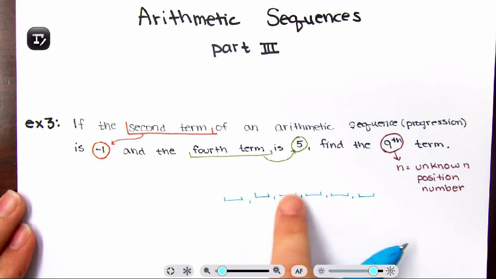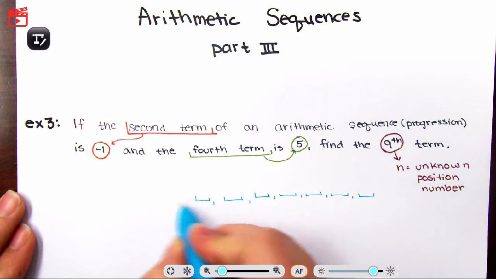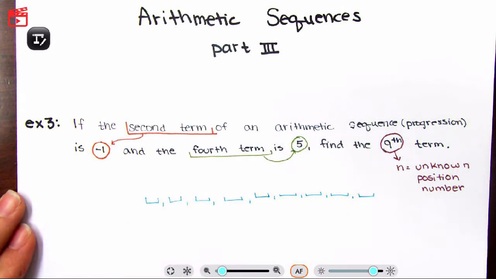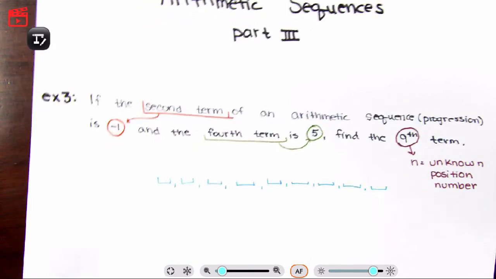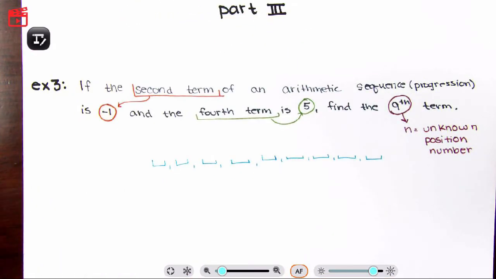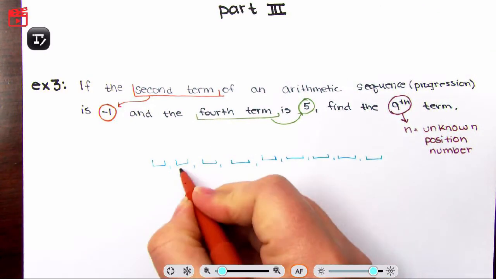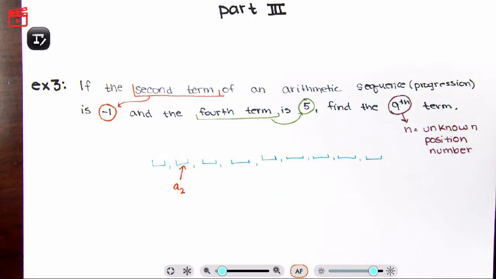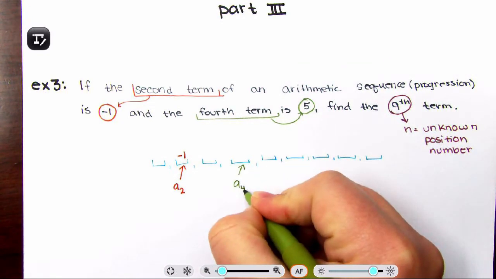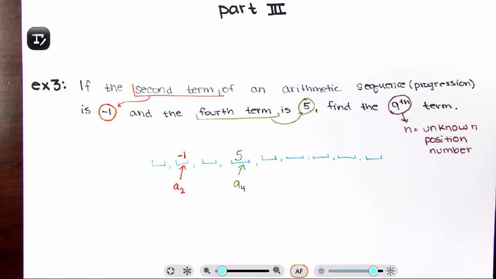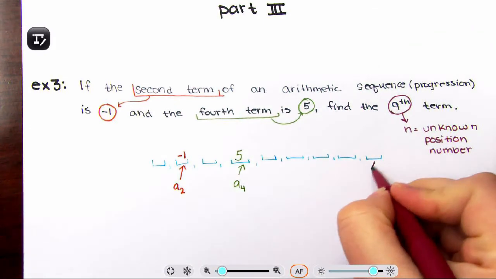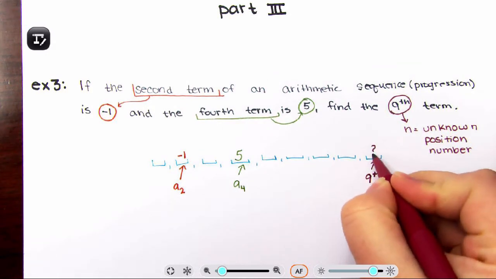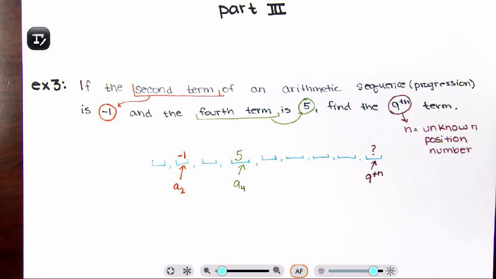So we have 1, 2, 3, 4, 5, 6, 7, 8, 9. So this is what we want. We have the second term, a sub 2. The term in the second position is -1. The term in the fourth position, so the fourth term, a sub 4, is 5. And we want to know what the ninth term is. That's basically what the question is asking us.